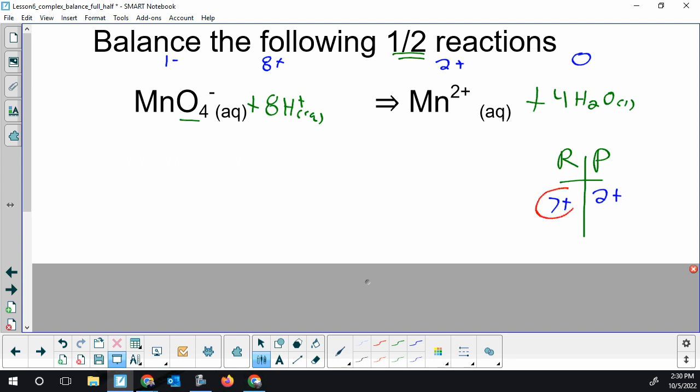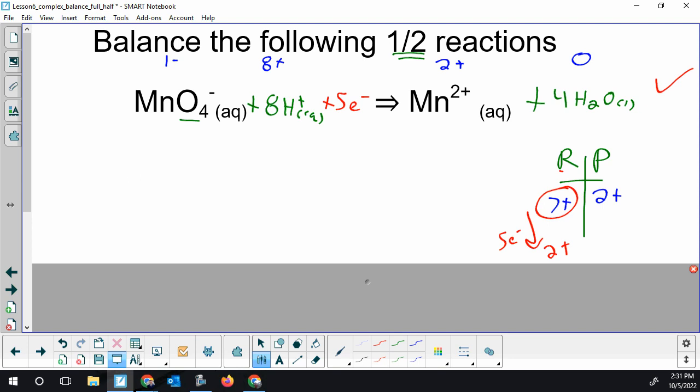So that's going to be the high side. 7 is bigger than 2. So we've got to bring this down to 2 plus. So how many electrons? 7 down to 2 would be 5. 5 electrons will bring that down. Now we need to add them to the reactant side. And that should be balanced.